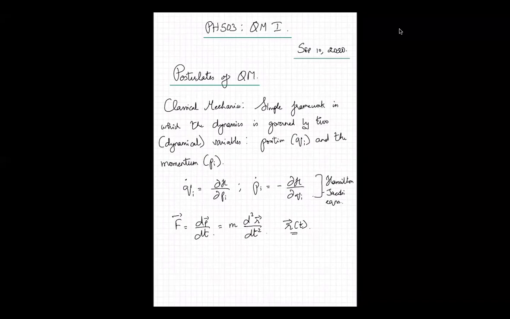Or I can view everything in terms of Lagrangian mechanics, where the dynamical variables are position and generalized velocity, Qi and Qi dot, instead of Qi and Pi. However you formulate classical mechanics, it is a set of simple laws that tell you the trajectory of a particle that is acted upon by some external force. That is all. Now, simple doesn't mean it's easy.